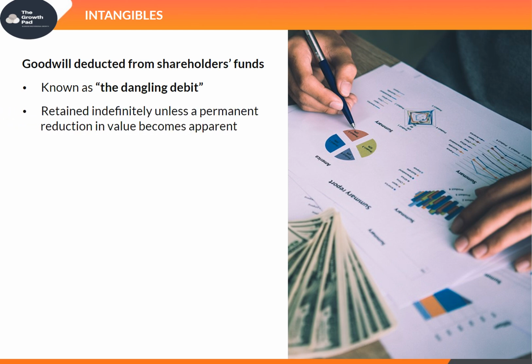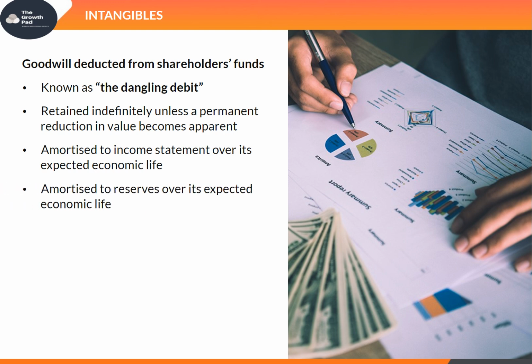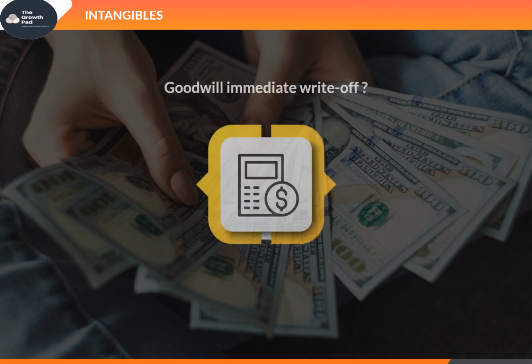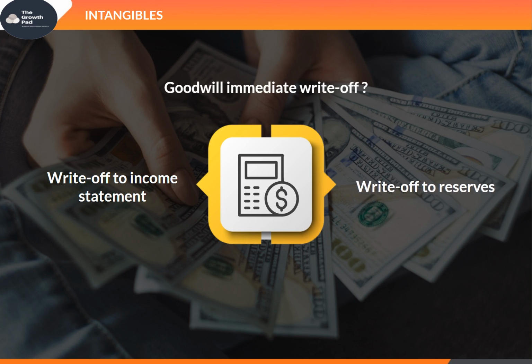Retained indefinitely, unless a permanent reduction in value becomes apparent. Amortized to the income statement over its expected economic life. Amortized to reserves over its expected economic life. Goodwill immediate write-off: write-off to the income statement, or write-off to reserves.